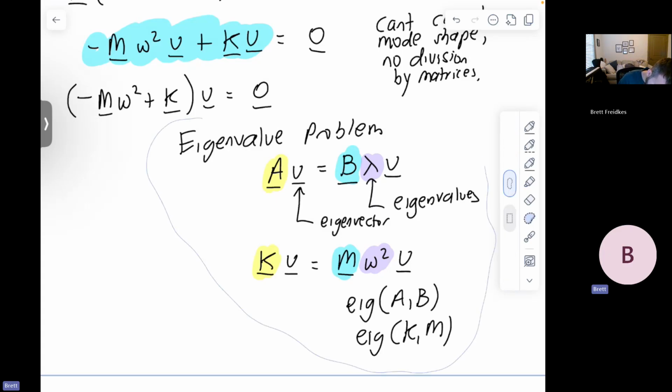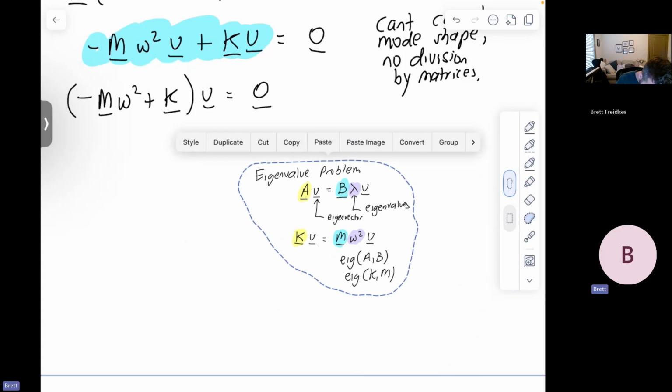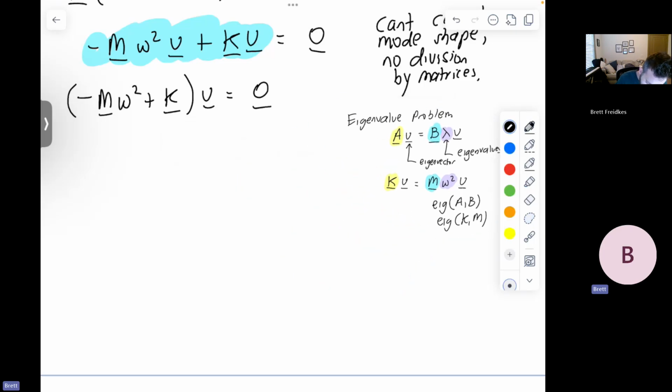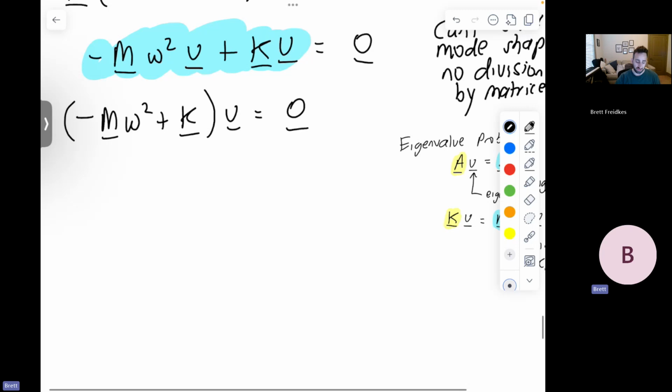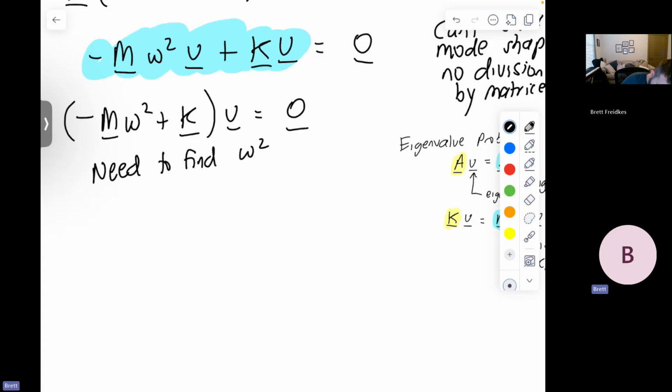Let's go ahead and take this. We'll shrink this a little bit because I don't care that much about it, but it's there. Okay. So now I have this situation where I have negative m omega squared plus k times u equal to 0. And I want to find omega squared and u ultimately.